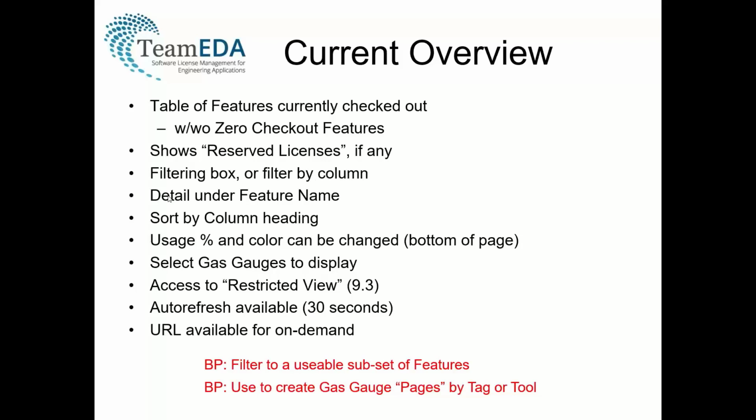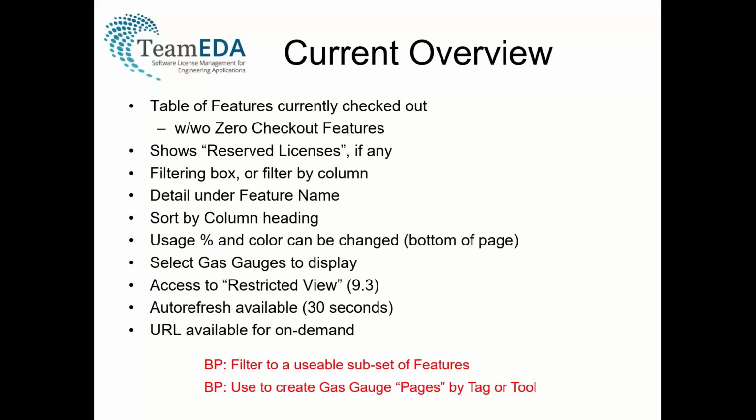If you want to see the actual detail, you can click on the feature name and look down into the detail of who has that feature checked out and for how long. You can sort by clicking on any column heading. Again, that's true of any of our tables in LAMUM.